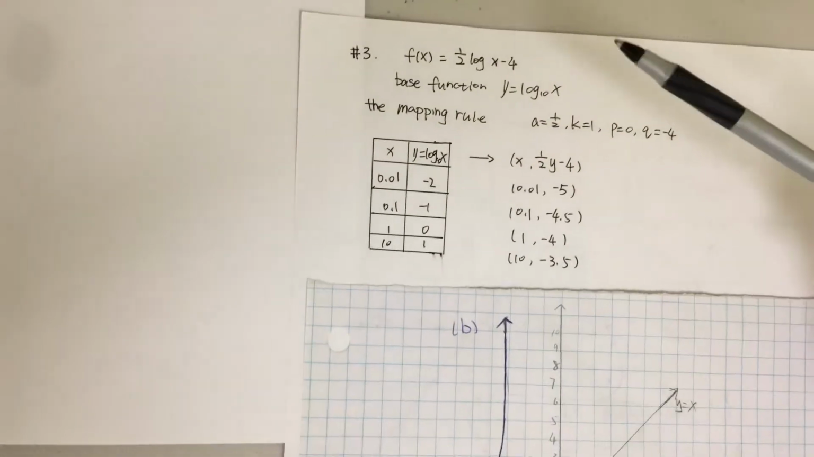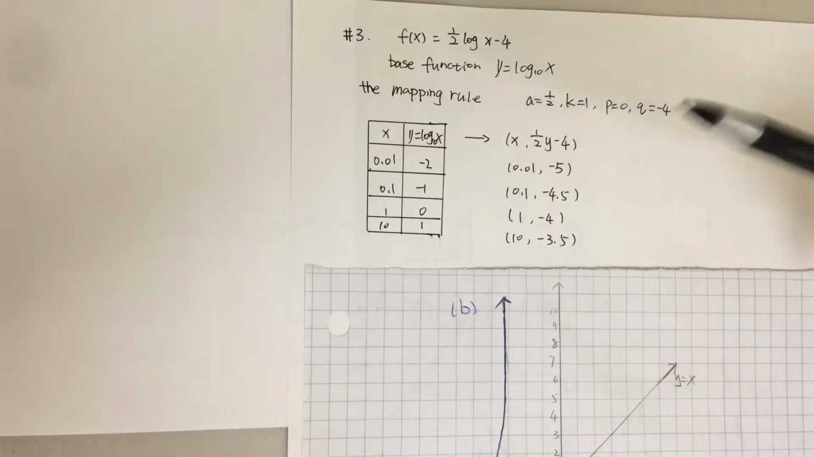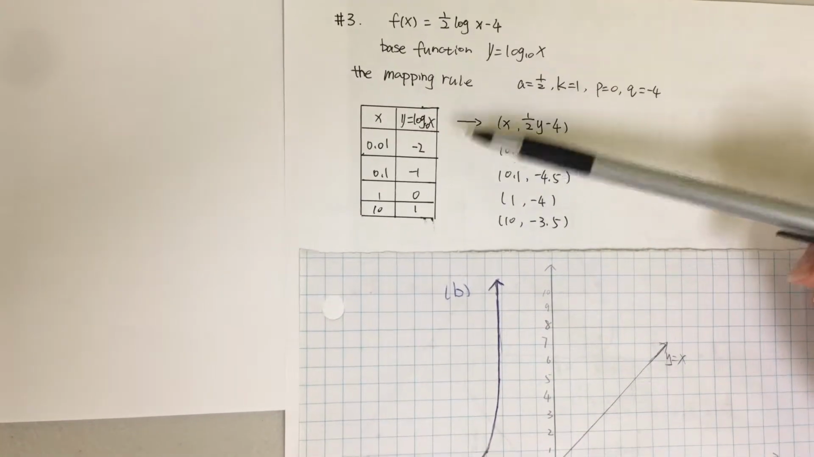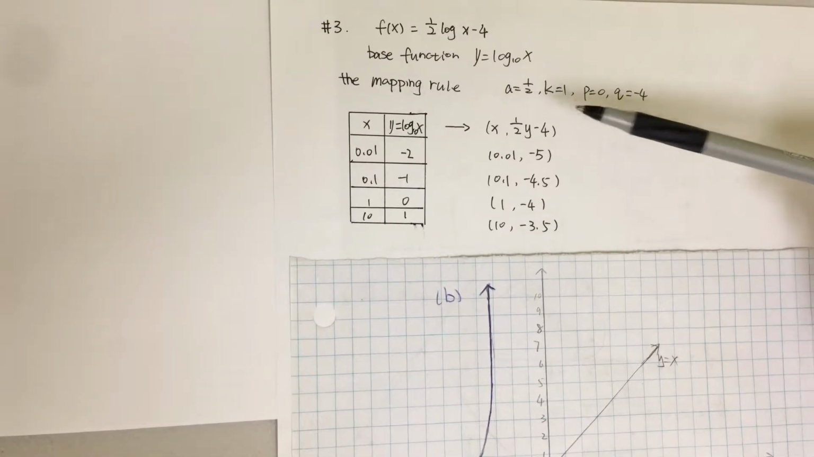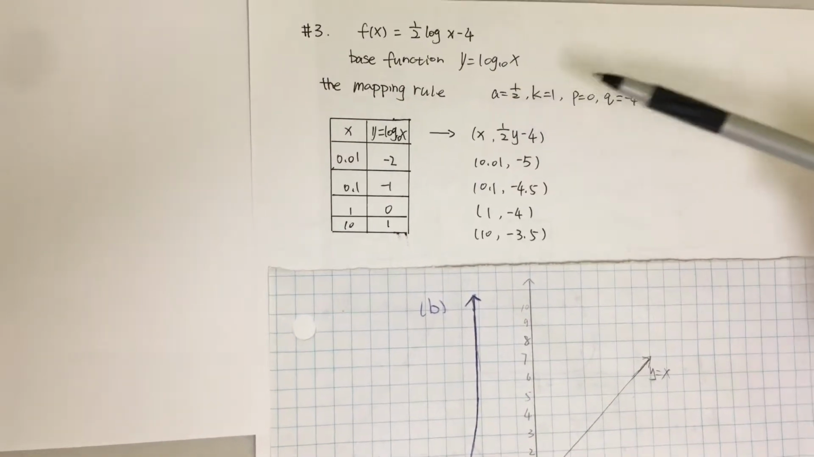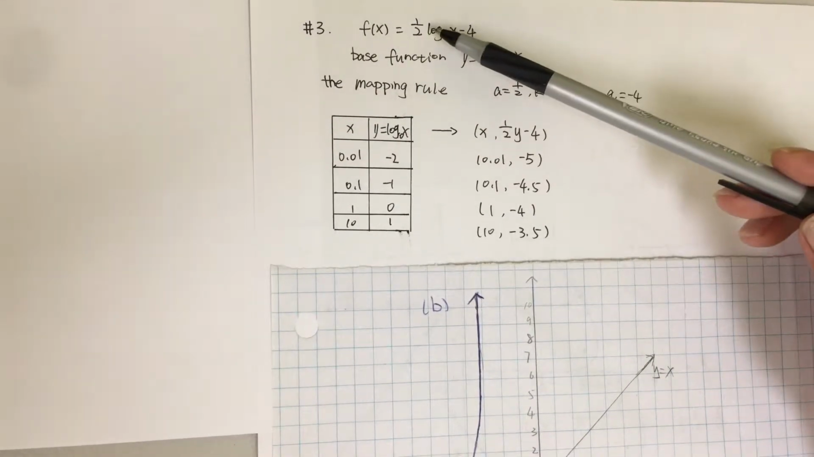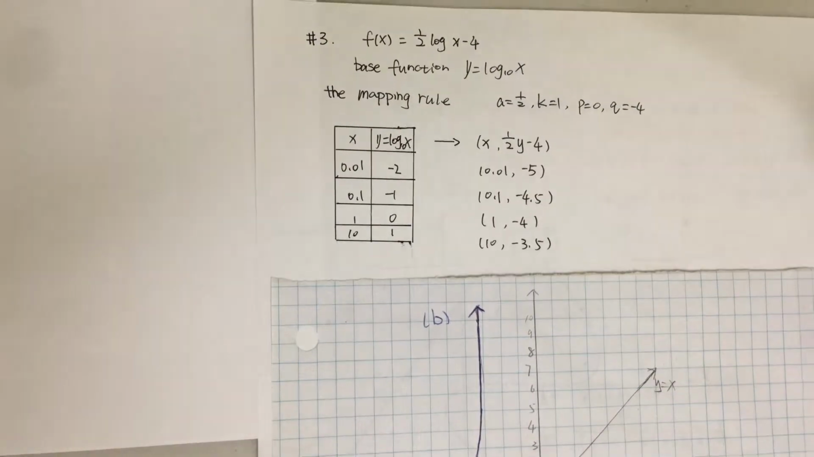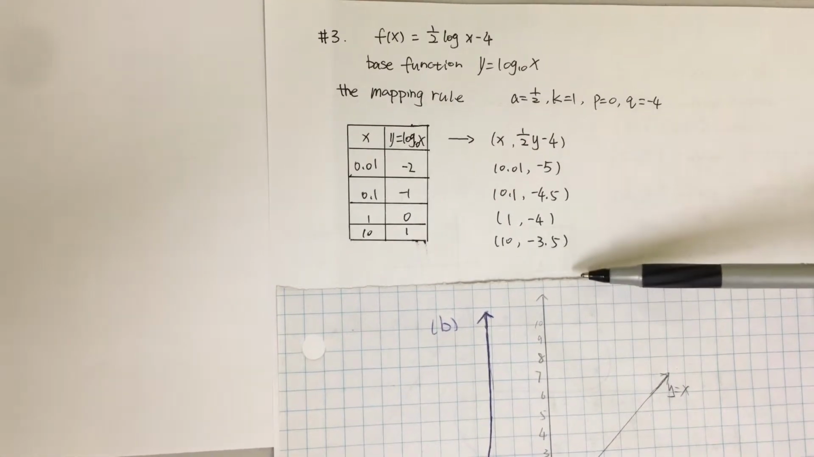So question 3, for this function, we can see the base function is log base 10 of x. First, I choose 4 points from the base function. Here are the coordinates of each point. And I also write the mapping rule. We know in general we have (x over k plus p, ay plus q). For this particular example, we have a equals half, k equals 1, p equals 0, and q equals negative 4. So that will be vertically compressed by half and vertically translated 4 units down. Then the 4 points on the base function will be translated to these corresponding points.